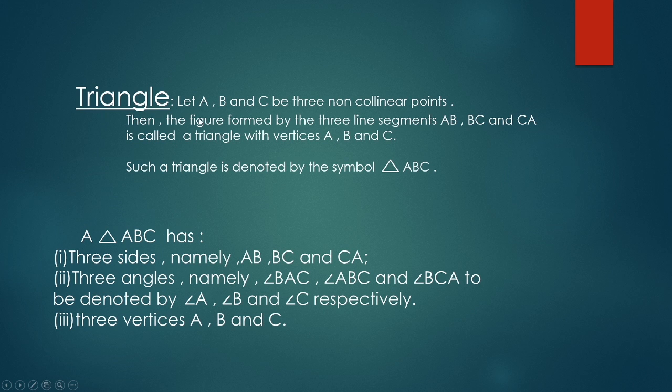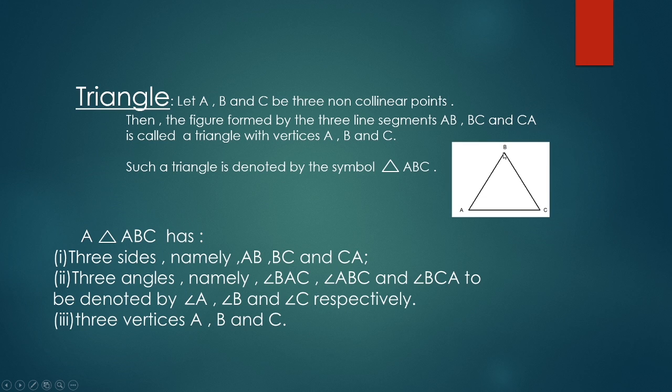Definition of triangle. Let A, B and C be three non-collinear points, then the figure formed by the three line segments AB, BC and CA is called a triangle with vertices A, B and C. Here, let A, B, C be three non-collinear points. Non-collinear means the points should not lie on the same line. Then the figure formed by the three line segments AB, BC and CA is called a triangle with vertices A, B and C.